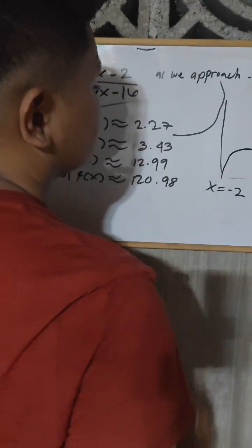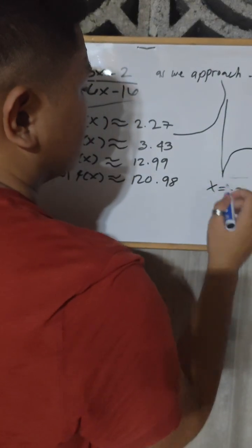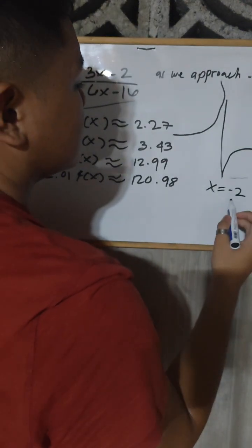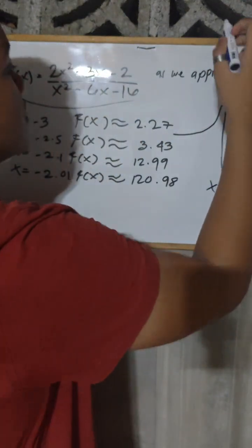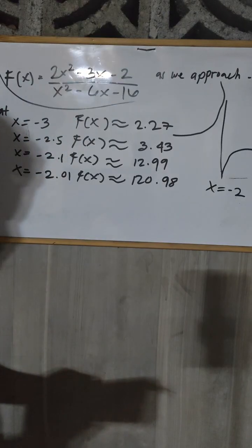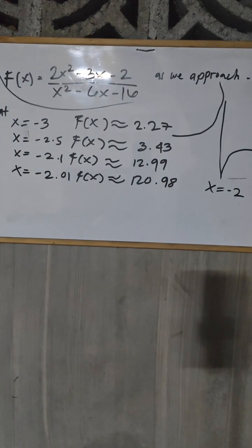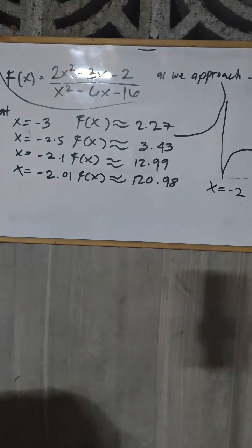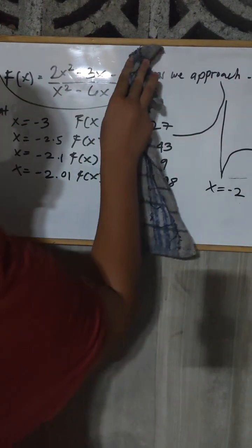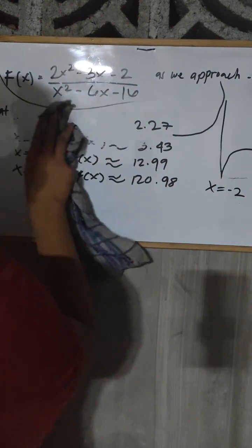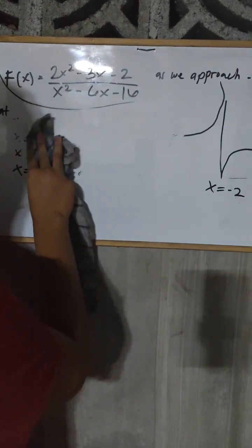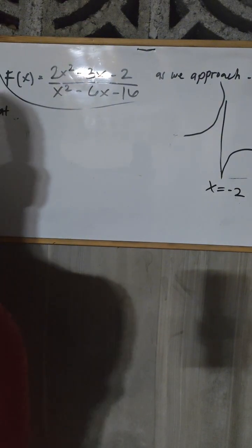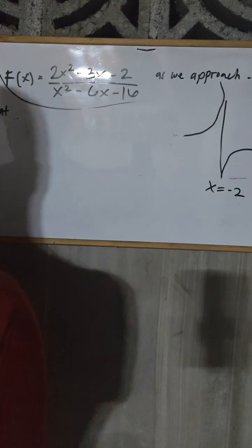Now, from this graph, you can see that there's a vertical asymptote at negative 2 because it goes all the way toward infinity. Now, if we factor the equation, we're going to get something like, let's erase this since we already have that. Let's factor it out.